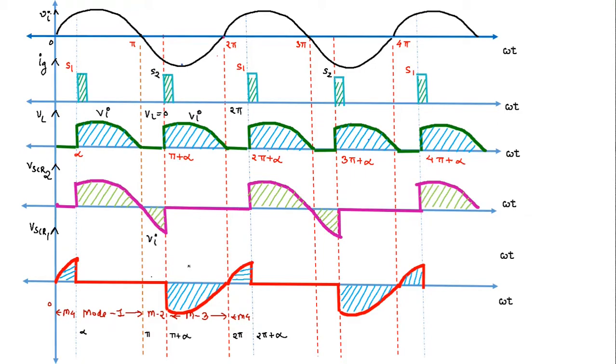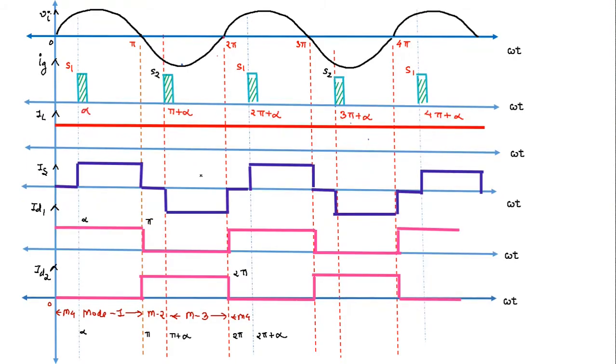In mode number 3, SCR1 is not conducting, therefore whatever be the input voltage, it will come across the output after this instant. Between this instant and this instant, whatever be the input voltage, it will come across the SCR1. And what is the voltage across SCR2? It will be equal to 0 because it is conducting in this mode.